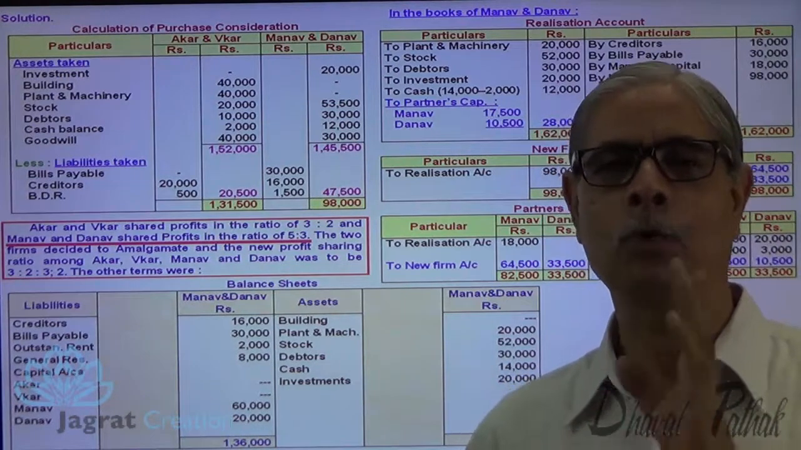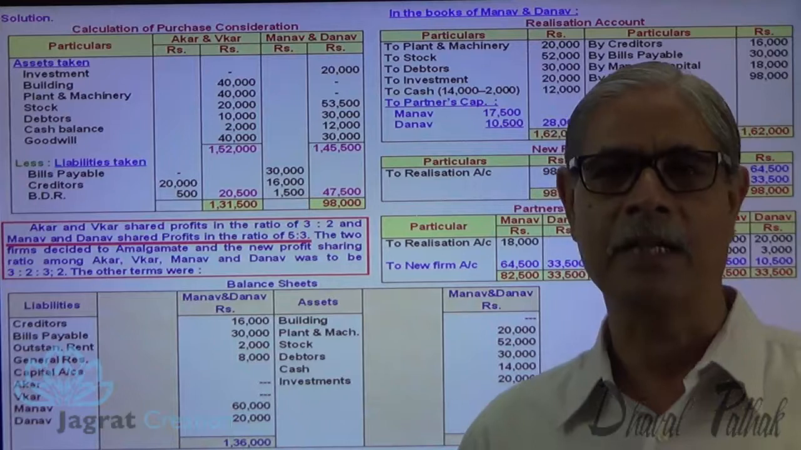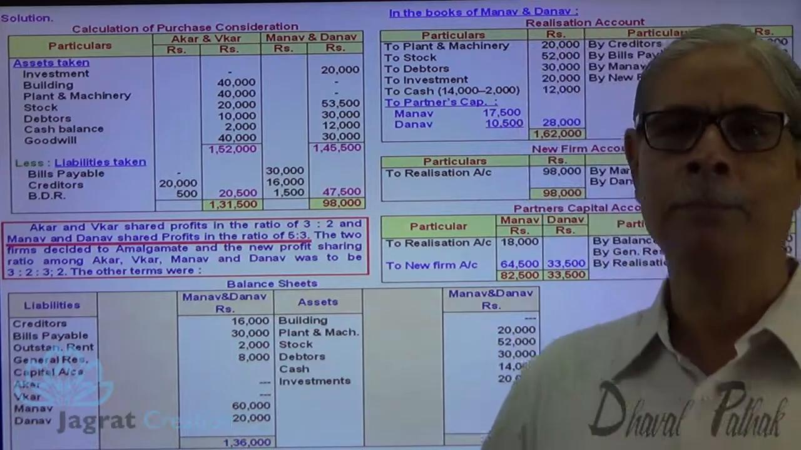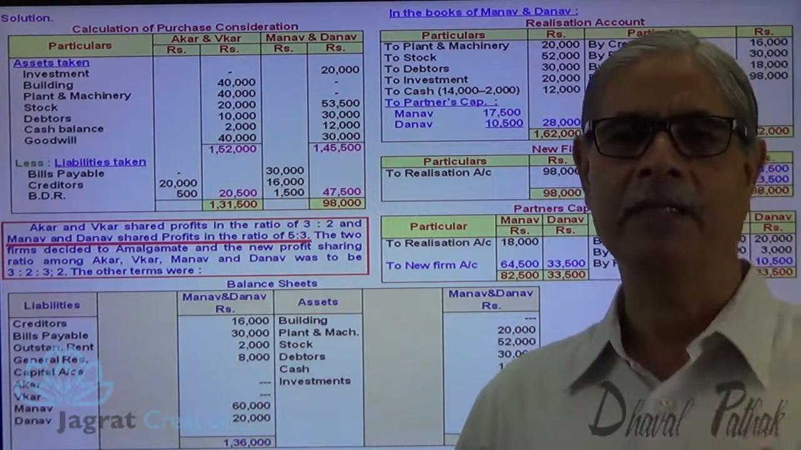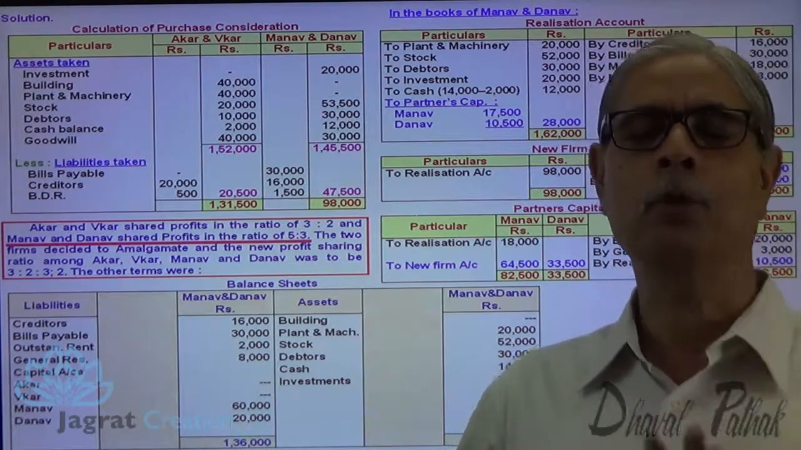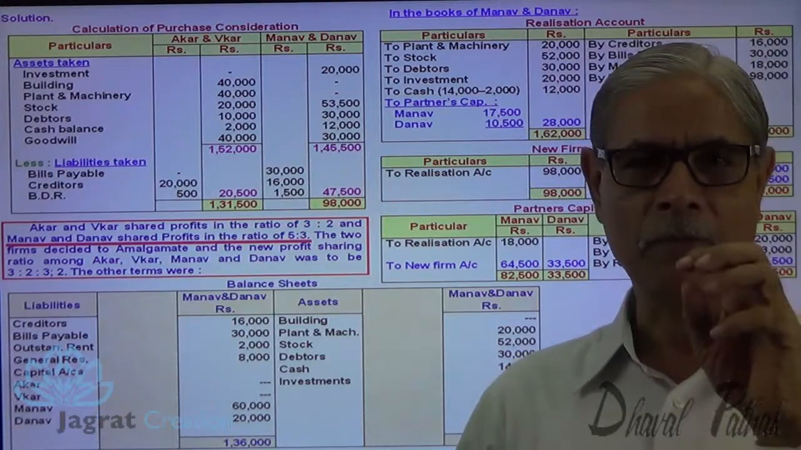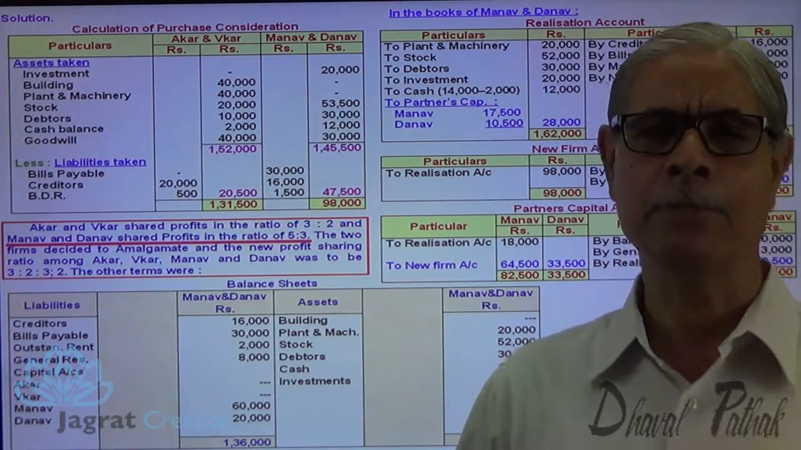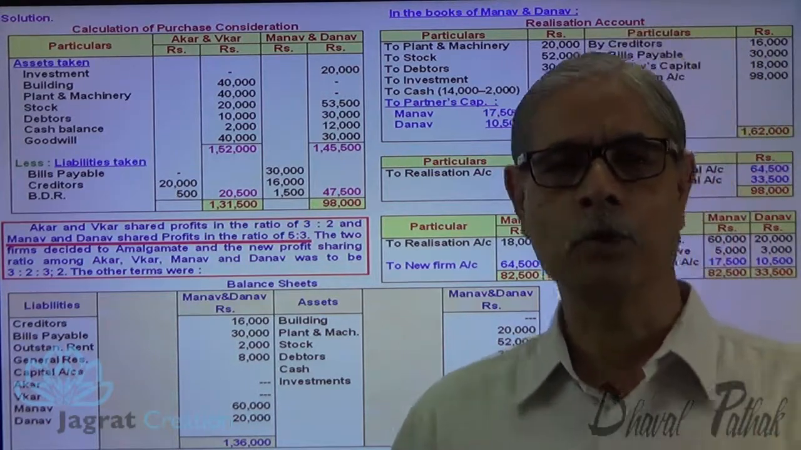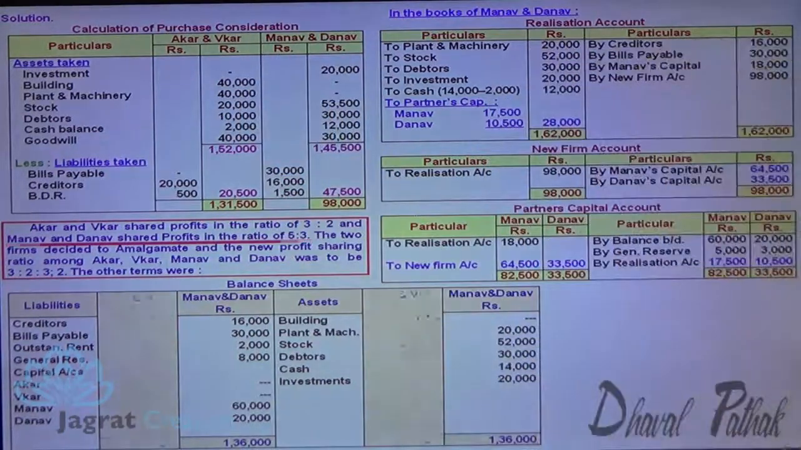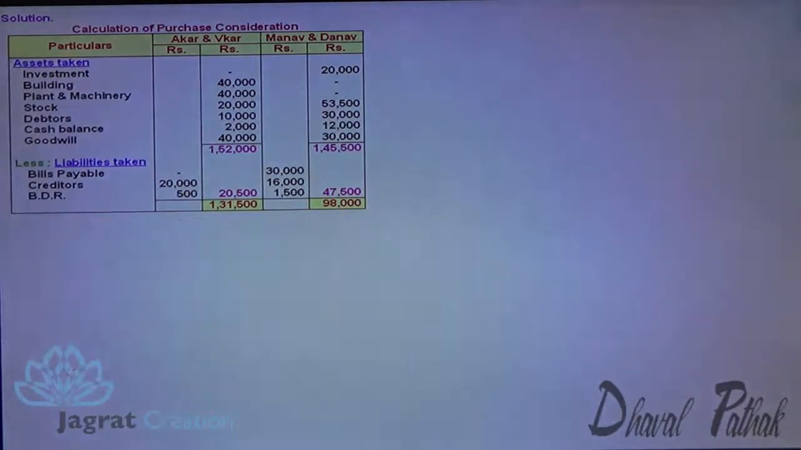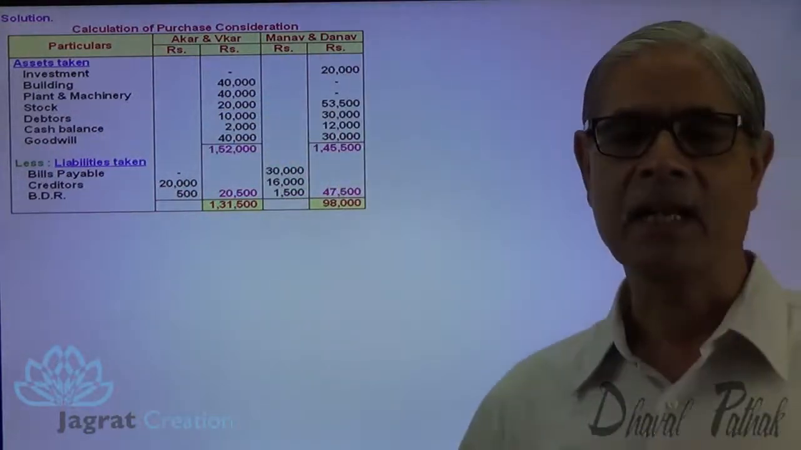So this is how the realization account and the closing ledger accounts are prepared in the books of Manav and Danav. Now I want to record the journal entry and the balance sheet, etc. in the books of the new firm, wherein there are 4 partners: Akar, Vakar, Manav and Danav. Now I am going to write down the books of accounts in which the business is purchased by the new firm. Those entries I want to record. They will be recorded on the basis of this purchase consideration statement. So these are the assets and liabilities purchased.